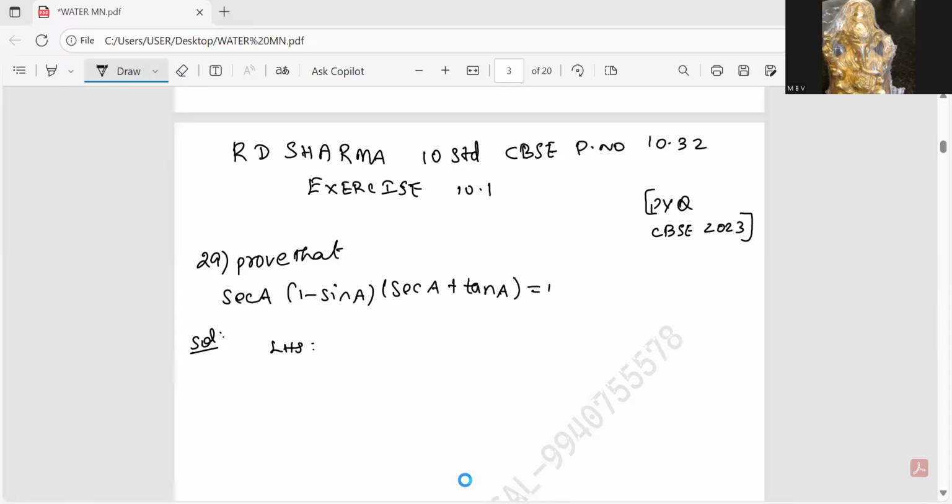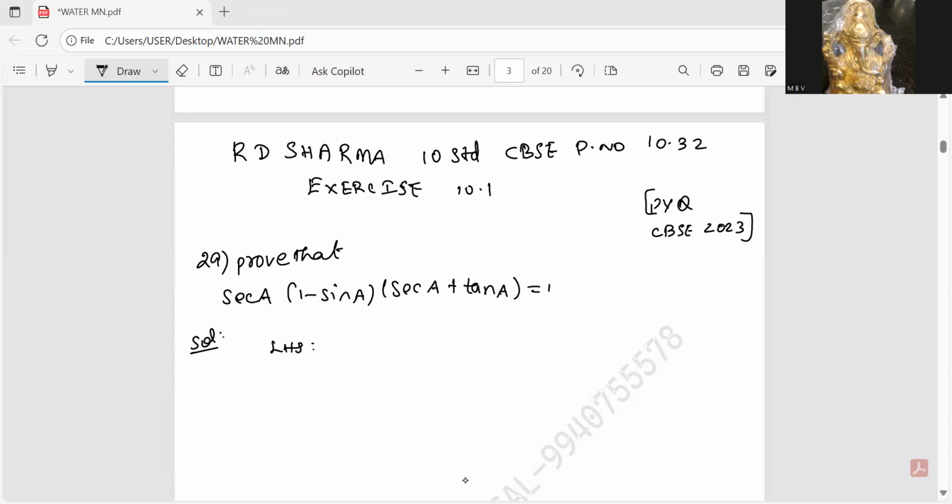R.D. Sharma, 10th standard, exercise 10.1, 29th sum. Prove that (sec A)(1 − sin A)(sec A + tan A) = 1. Previous year question, CBSE 2023.